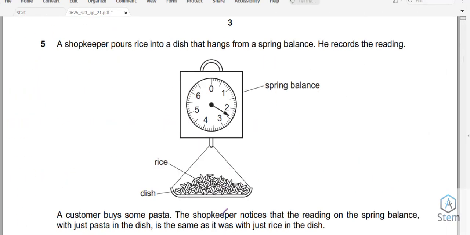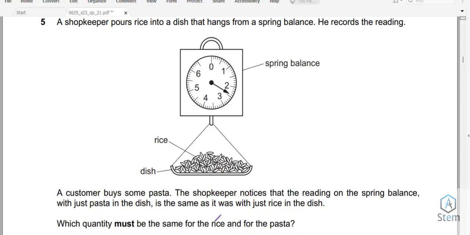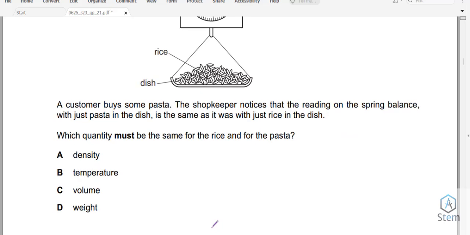Number 5. A shopkeeper pours rice into a dish that hangs from a spring balance. He records the reading. A customer buys some pasta. The shopkeeper notices that the reading on the spring balance with just pasta in the dish is the same as it was with just rice in the dish. Which quantity must be the same for the rice and for the pasta?